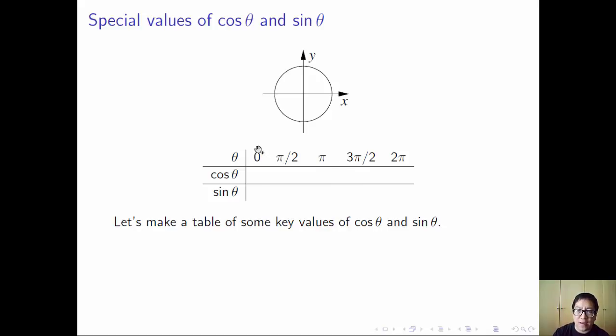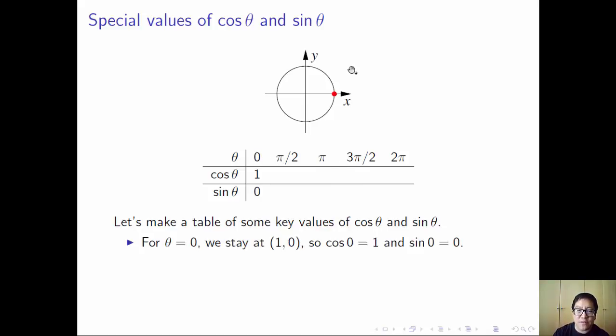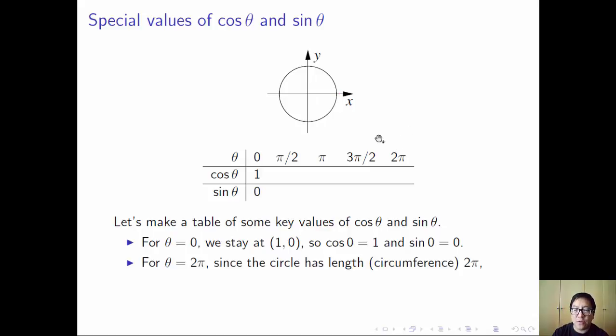Let's see, how does the procedure go? Well, let's start with theta equals 0. For theta equals 0, we start off at (1, 0) and don't lay out any string at all, so we end up at (1, 0), which means that the cosine of 0 is 1, and the sine of 0 is 0. All right, so next up, we're going to have theta equals 2 pi. Well, the circle itself has circumference, or length, of 2 pi, so if I lay out a string of length 2 pi and go all the way around, I'm just going to end up back where I started again, at (1, 0). So again, the cosine of 2 pi is 1, and the sine of 2 pi is 0.